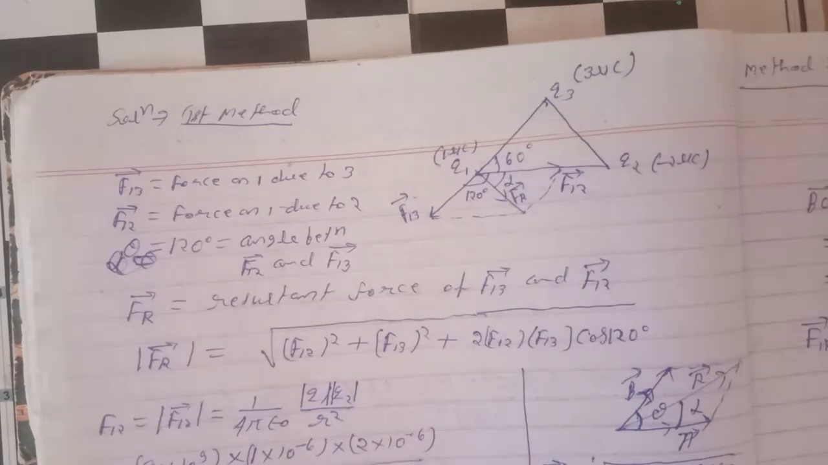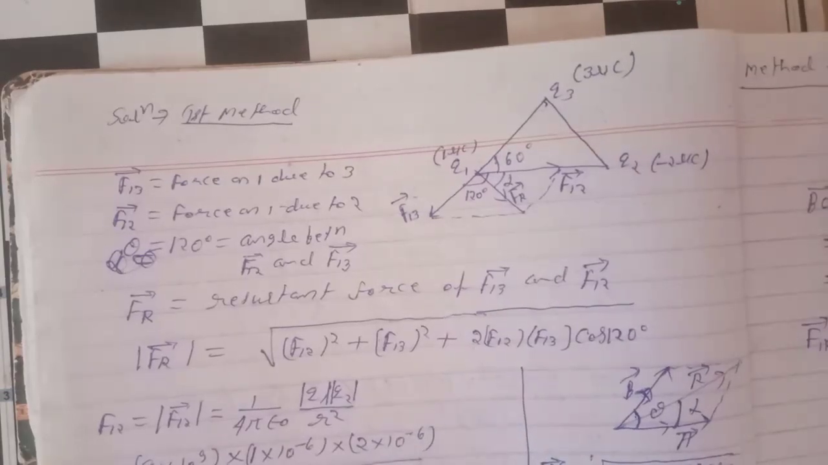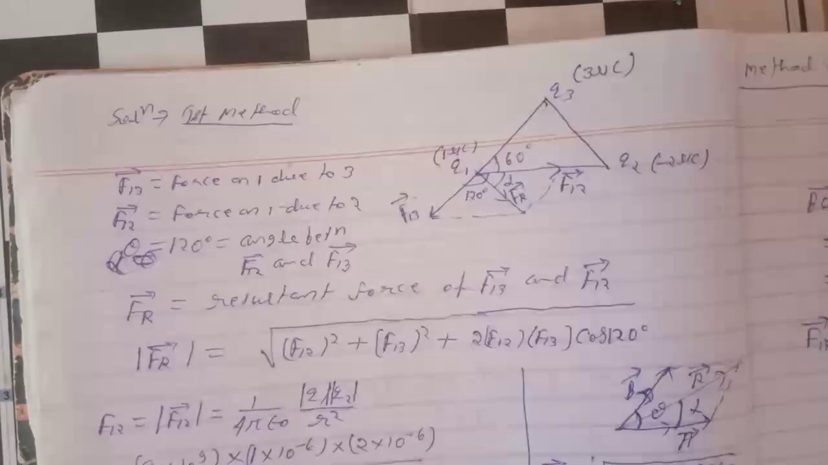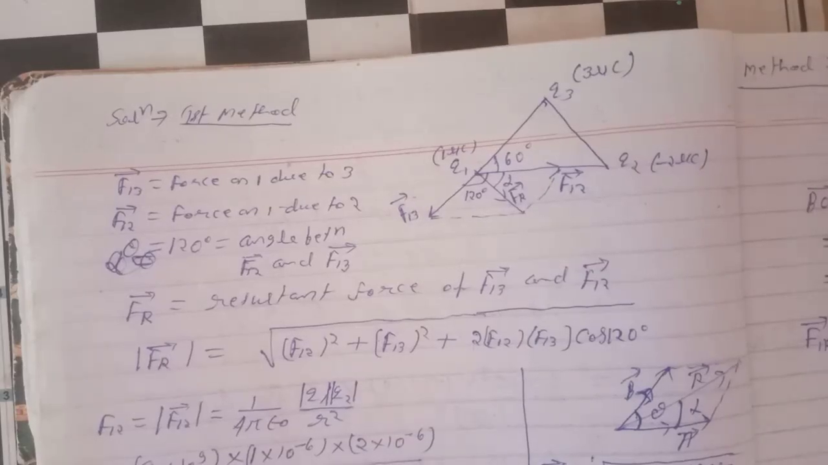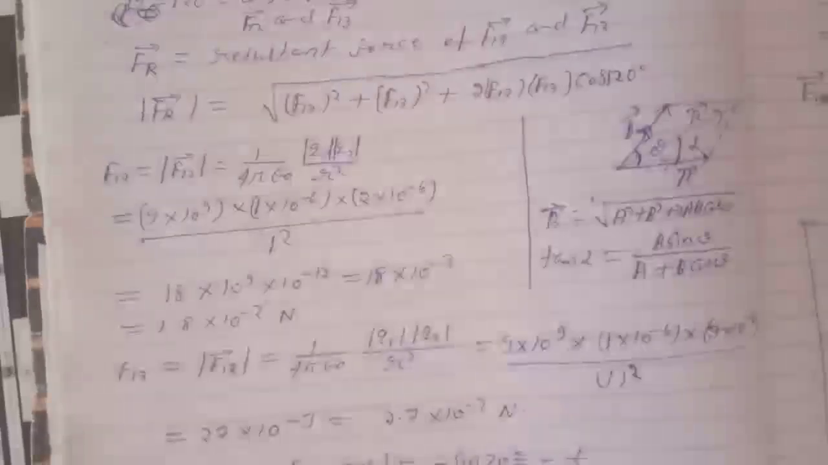Similarly for F13, the mode of F13 is 1 by 4 pi epsilon naught, mode of Q1 mode of Q3 by R square, 9 into 10 to the power 9 into the value for Q1, which is 1 microcoulomb, 1 into 10 to the power minus 6, and Q3 is 3 microcoulomb, so 3 into 10 to the power minus 6, divided by 1 square, giving 27 into 10 to the minus 3, that is 2.7 into 10 to the minus 2 Newton.